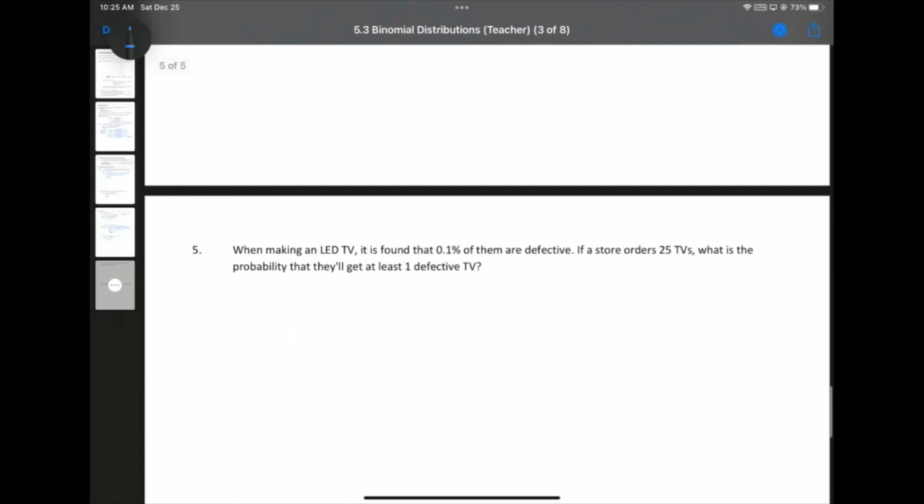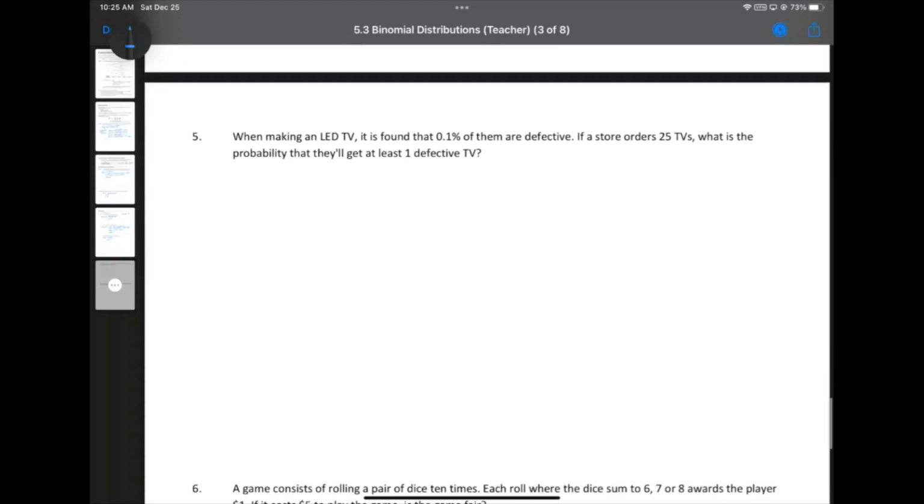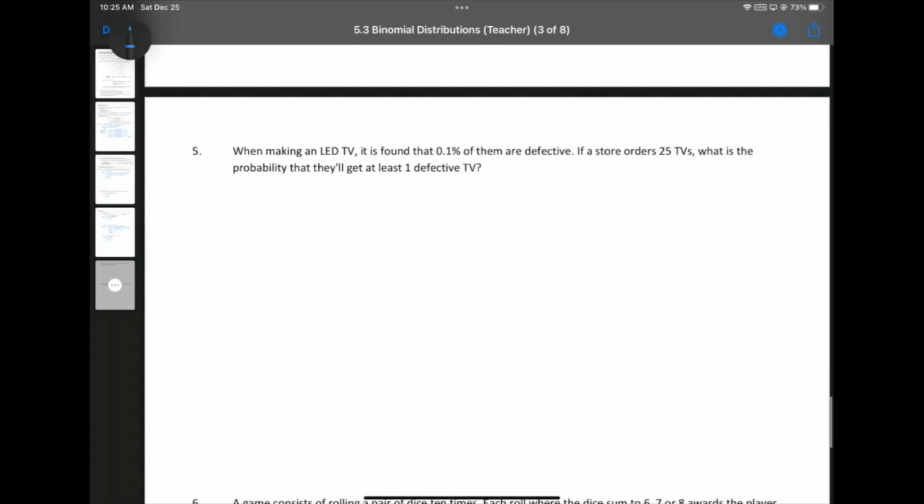Let's just do a couple more, moving away from dice and those simple problems. So here's sort of a real-worldy type question. Of course, there's always a little bit of fictitiousness in these because we have to do the math class stuff, but this is a type of question that might actually be applicable in the real world. So when making an LED TV, it is found that 0.1% of them are defective. If a store orders 25 TVs, what is the probability that they'll get at least one defective TV?